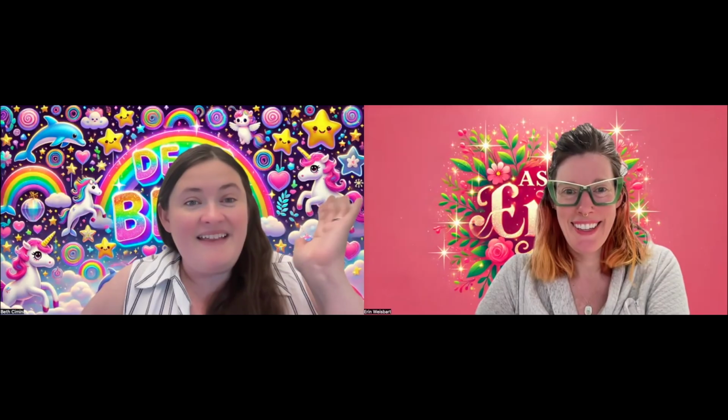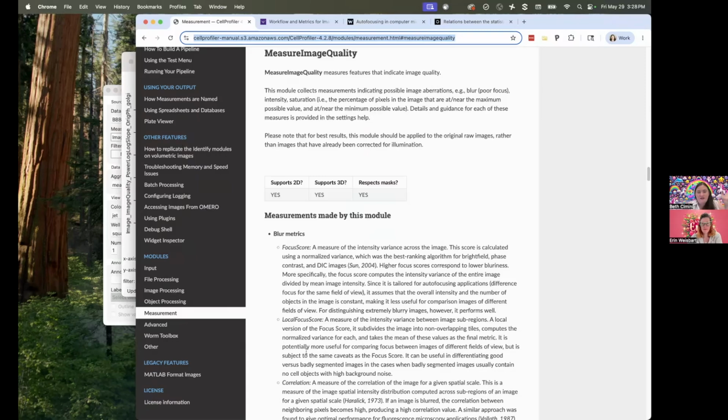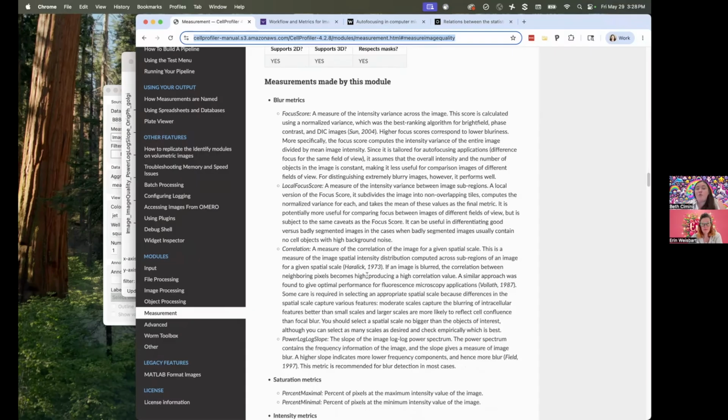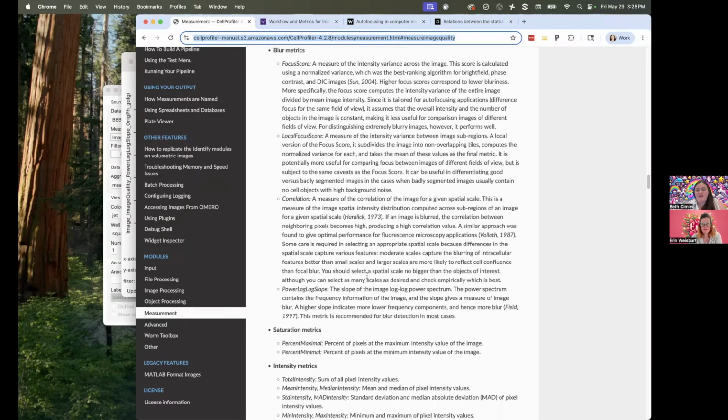Nice. That's a great question, because what features mean in general can be really difficult, but it can be especially difficult for some of these things like image quality, and some of them get a little mathy. When in doubt, I always start with the CellProfiler manual. This is the same exact information that's in the CellProfiler module help. If you pull up the module help, you will find all this same exact text. It's built from the same source. So there's a few different kinds of quality measurements that CellProfiler makes in Measure Image Quality.